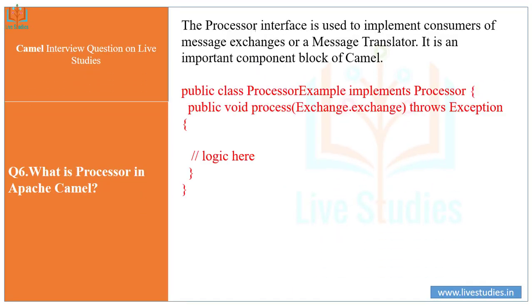Another question is, what is a processor in Apache Camel? The Processor interface is used to implement the functions of a message exchange or message translator. It is an important building block of Camel. Suppose you can write a program like a public class ProcessorExample, which implements Processor and creates a process method, with the exchange throwing an exception. You can write the logic here.